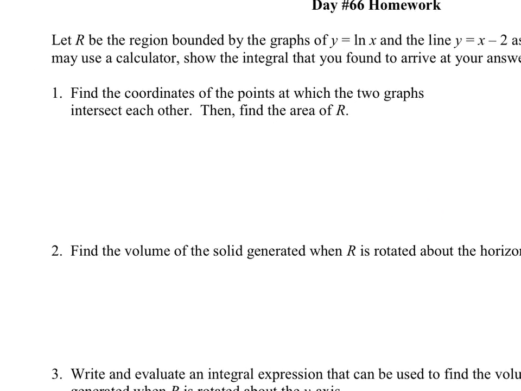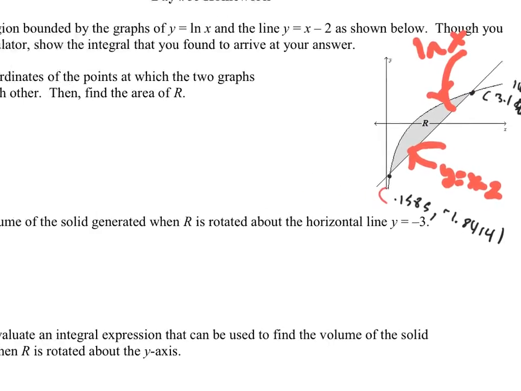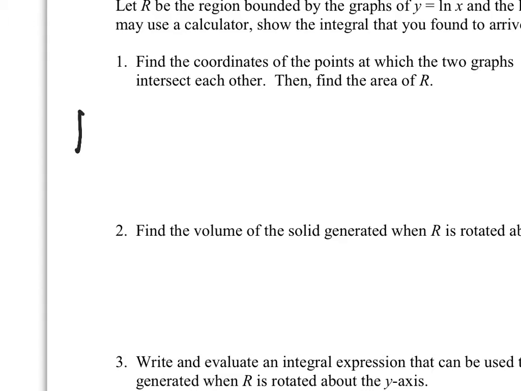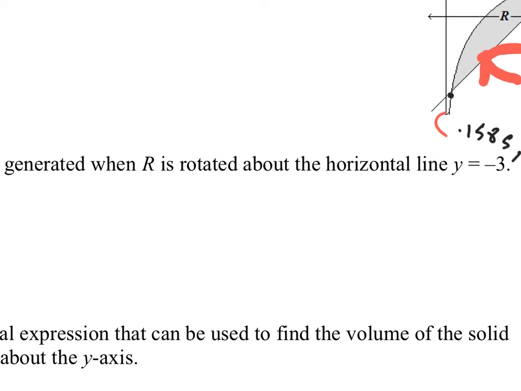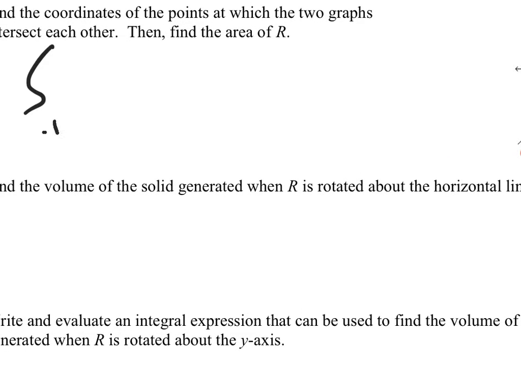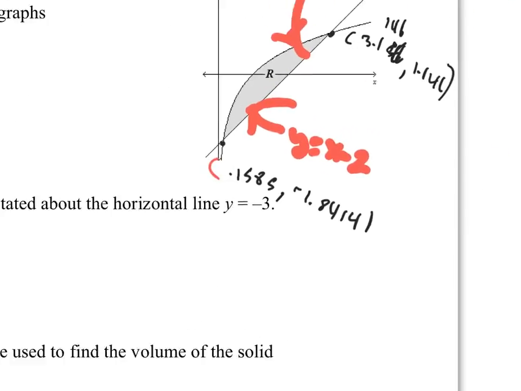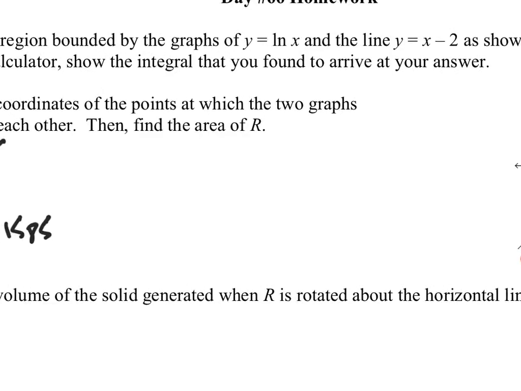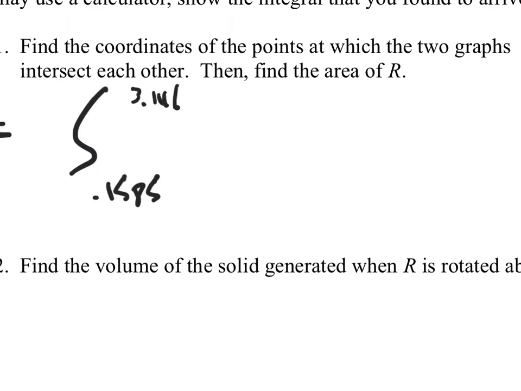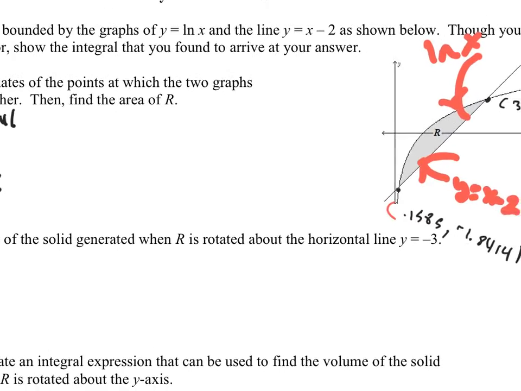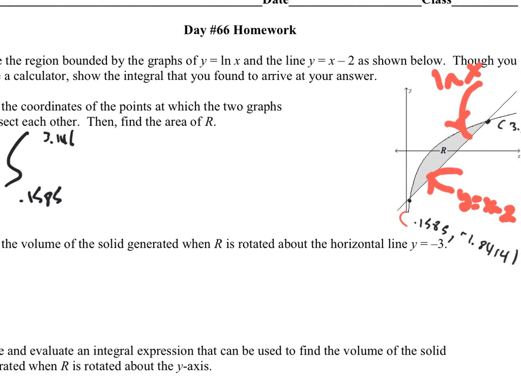Oh, then he says find the area. Oh, okay. He wants the area of this region. Good review. Area is from A to B on the X's. I'm going to put 0.1585, and the other X was 3.146. And I have the top function, my ln of x, minus my bottom function, x minus 2. Be careful, that's in parentheses if you're doing it by hand. But I'm not going to do it by hand. I'm going to go to my calculator.